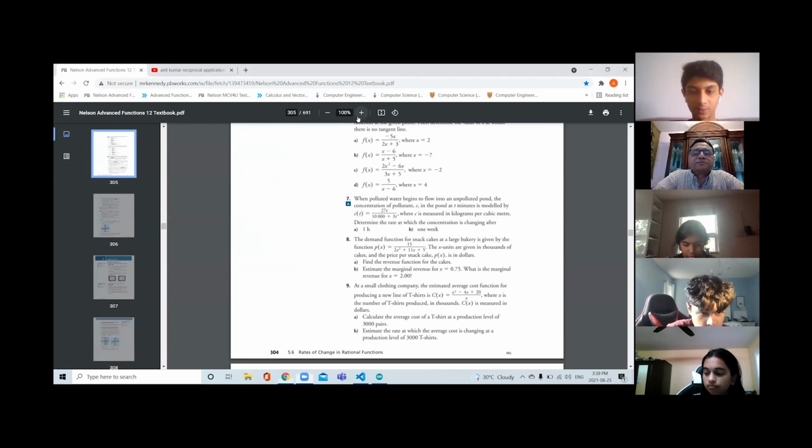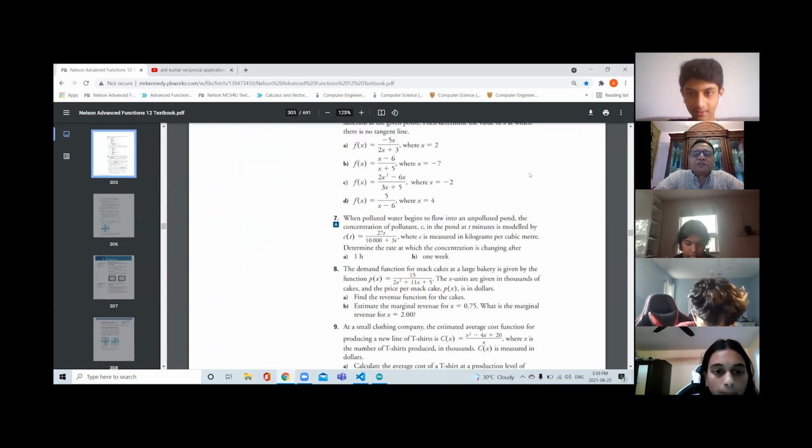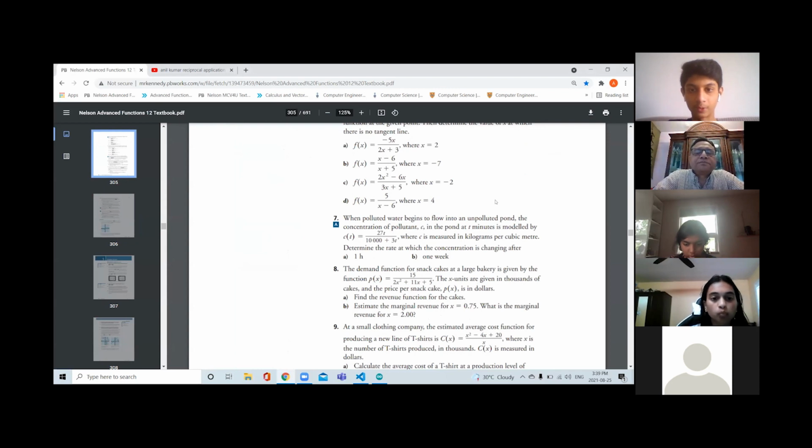Question number 7, Akshat, read it. When polluted water begins to flow into an unpolluted pond, the concentration of pollutant C in the pond at T minutes is modeled by C(T) equals 27T over 10,000 plus 3T, where C is measured in kilograms per cubic meter. Determine the rate at which the concentration is changing after 1 hour and 1 week.